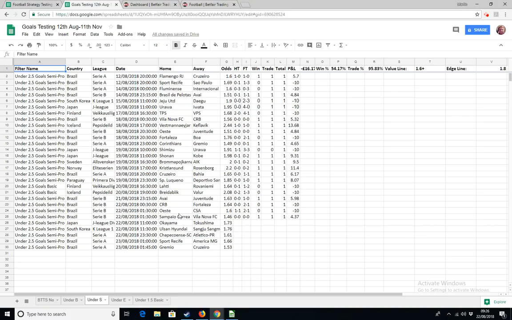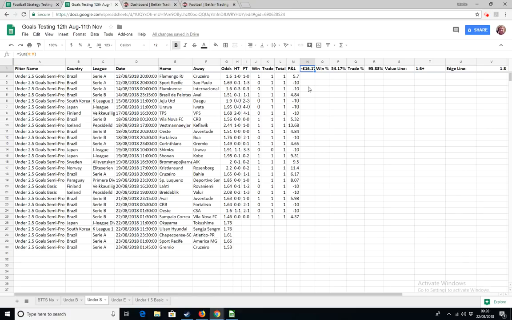Same with the under 2.5 goals, the semi-pro one I call it, because it's supposed to be a better filter than the basic. Doesn't necessarily work out that way, but it's just got a few more parameters that seem to make sense. So yeah, and the P&L there is -16.